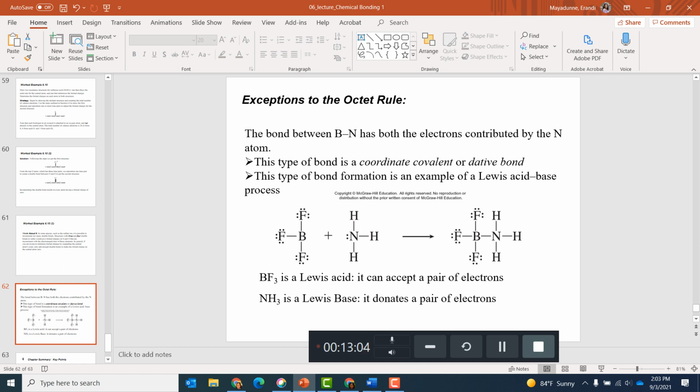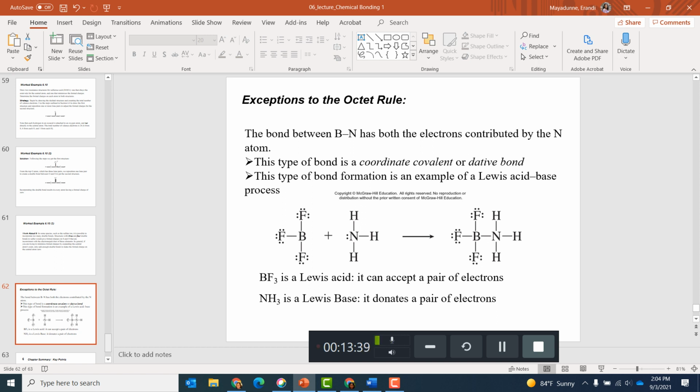And there are always exceptions to the octet rule: expanded octets, fewer than 8 electrons, and then odd-numbered species. I hope these videos will help you understand chemical bonding, including drawing Lewis structures. We talked about electronegativity, dipole moment, percent ionic character, resonance, and formal charges, and by this time you should know how to draw a Lewis structure of any compound.